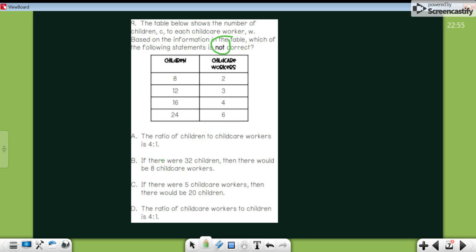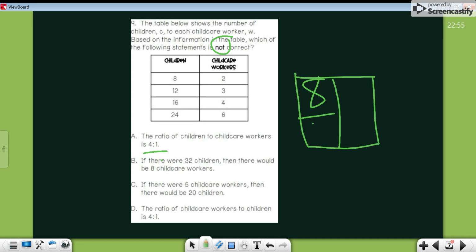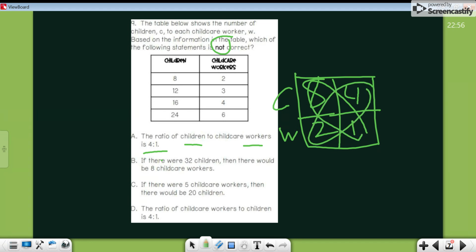This says the ratio of children to child care workers is 4 to 1. I have 8. Let me make my proportion box. 8 to 2, and that would be children to workers. Labeling is important and the order is important. And this says children to workers, 4 to 1. So I can multiply. I get 8 in both places. So this is a true statement right here. That's not the one I'm looking for.